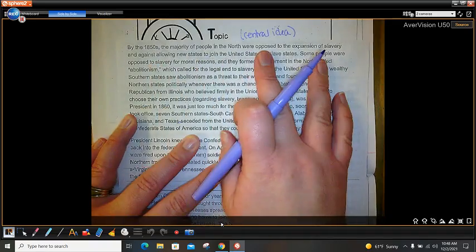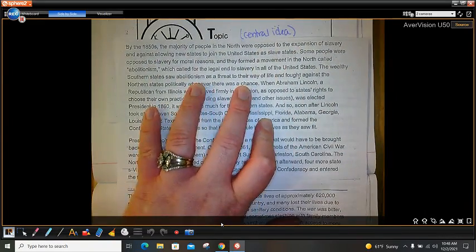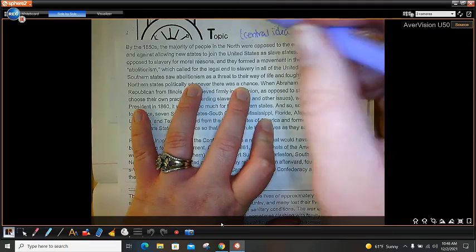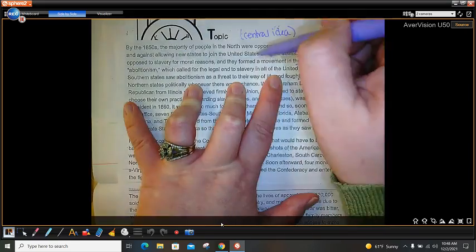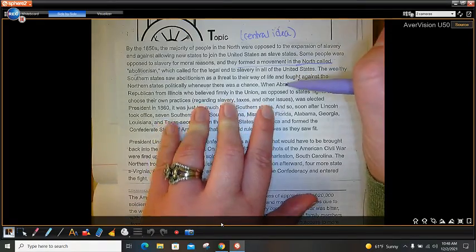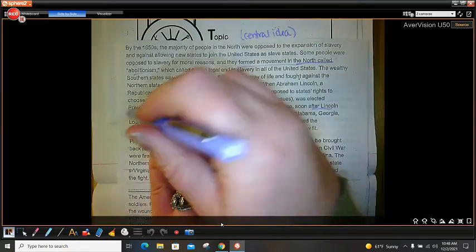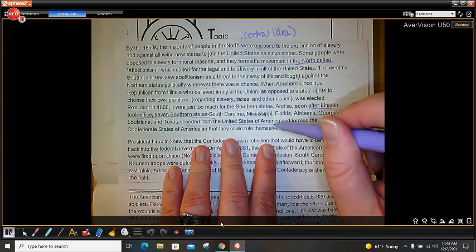So this one's telling me about the North, they formed a movement in the North called abolitionism. That's an important fact. After Abraham Lincoln took office, 7 states seceded from the United States of America.